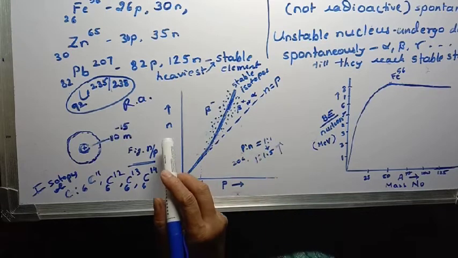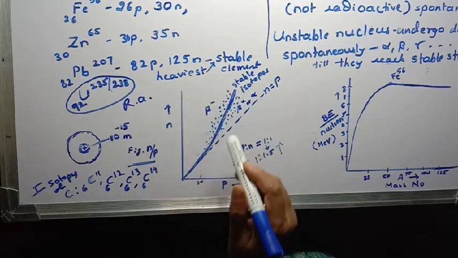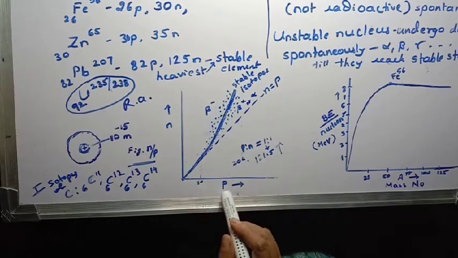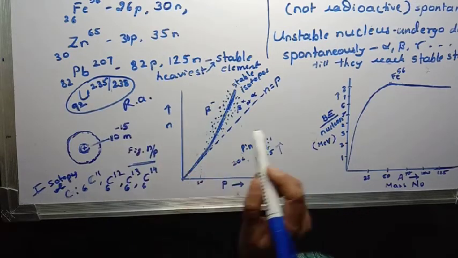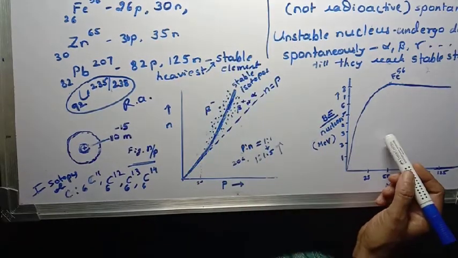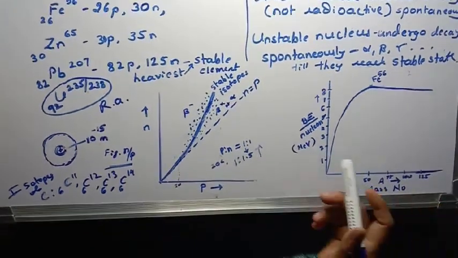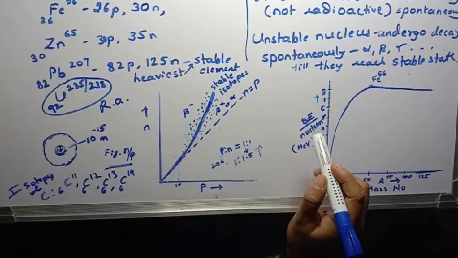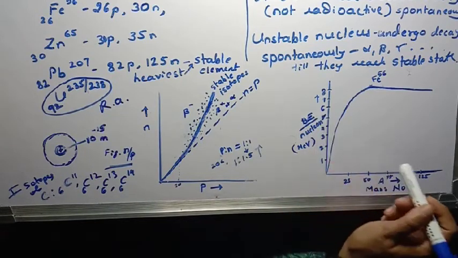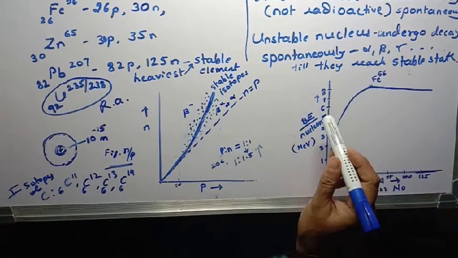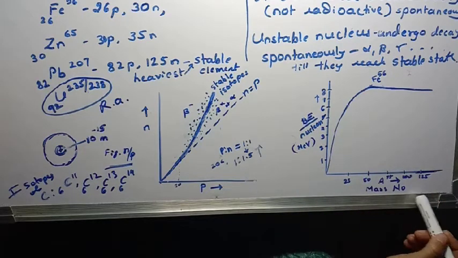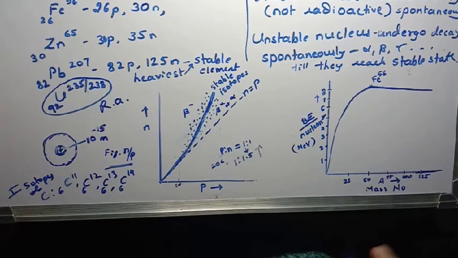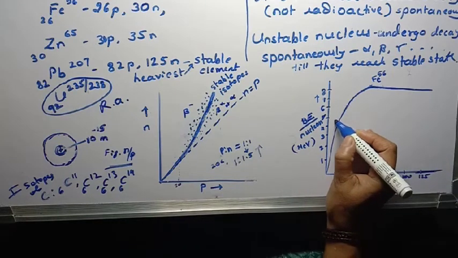As the neutron number increases, stability also increases, so there is a relation between n and p. Similarly, the stability of the nucleus can be explained by taking one more graph. You are familiar with binding energy per nucleon. The greater the binding energy, the greater the stability of the nucleus. See here, when you draw the binding energy per nucleon versus mass number, it is seen that it increases.